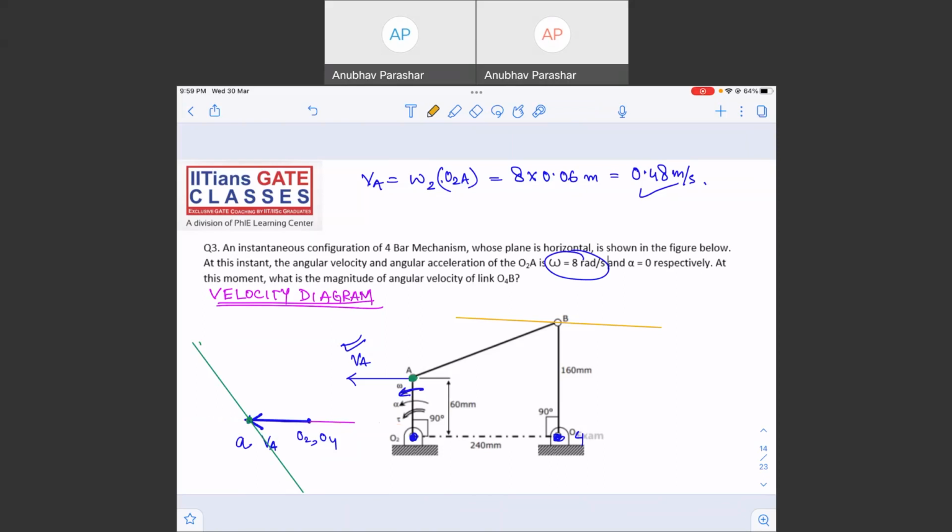Same, with respect to O4. So definitely with respect to O4, the velocity will be a line perpendicular to O4B. So with respect to O4, a line passing through O4 and perpendicular to the line O4B. So this is the third line.